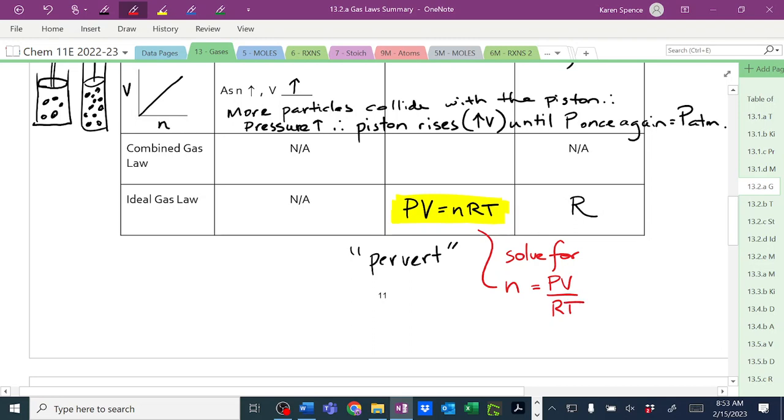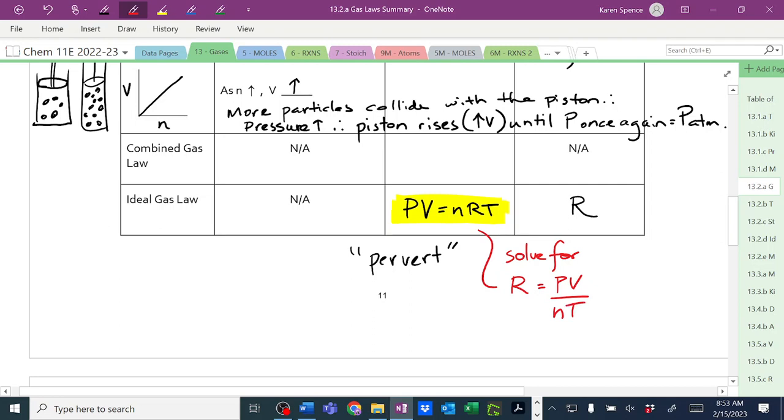Oh my God, no, we should be solving for R. What is wrong with me? Solve for R. I'm sorry, my brain is not awake this morning. So we're solving for R. So R is equal to PV over NT. Okay, I think we're on the right track now.